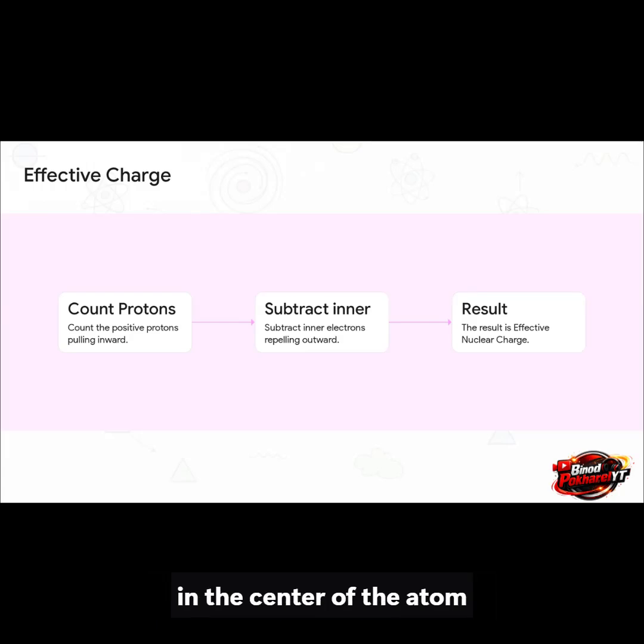Imagine the positive protons in the center of the atom acting like a giant magnet, trying to pull the outer negative electrons inward. But there's a catch. The inner layers of electrons are in the way, and because negative repels negative, they push those outer electrons away. This is called shielding. Let's look at sodium as a quick example. Sodium has 11 positive protons pulling inward, but it has 10 inner shell electrons pushing outward.